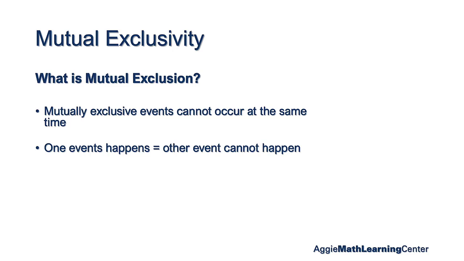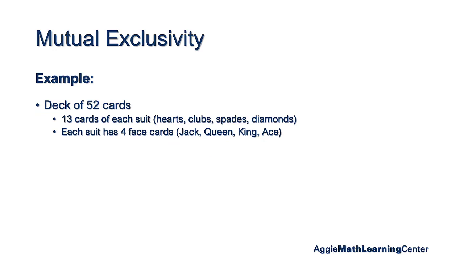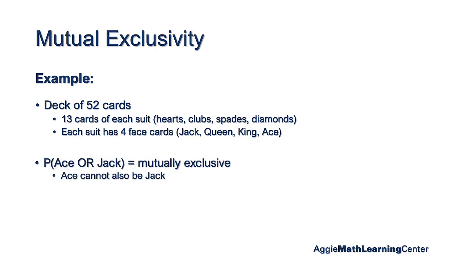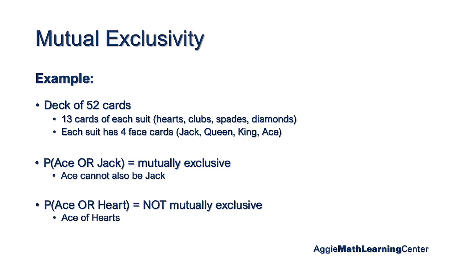To help with our understanding, let's look at an example together. Consider a deck of cards containing 52 total cards. If we draw one card out and want to draw an ace or a jack, these outcomes are mutually exclusive. An ace card cannot also be a jack card. Conversely, if we wanted to know the chance of drawing an ace or a heart, these events are not mutually exclusive. A card exists that is both of these things, that being the ace of hearts.